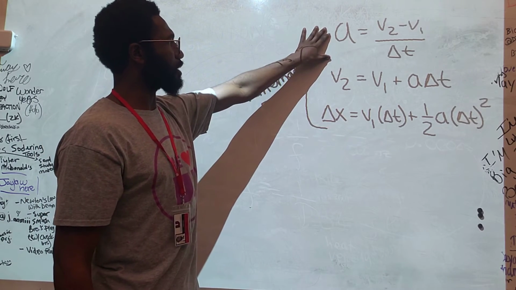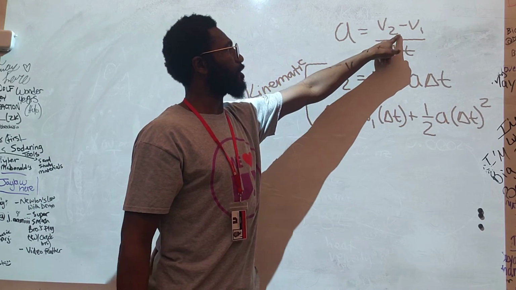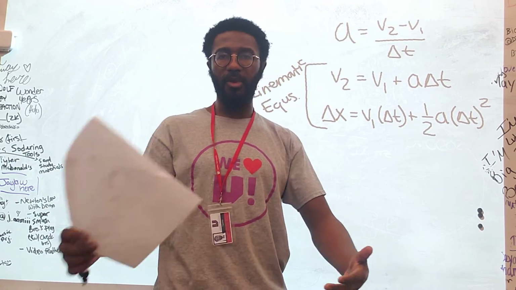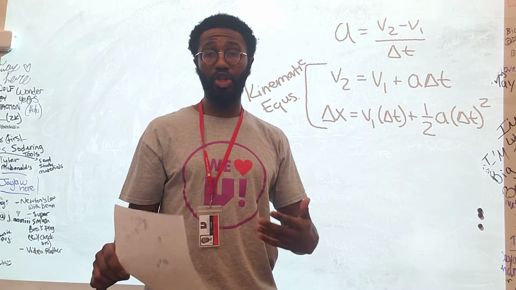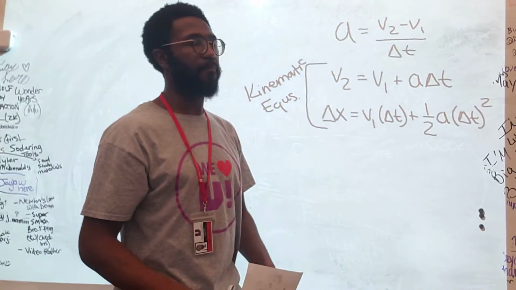And this is telling us that acceleration is equal to your change in velocity, right? Your second velocity, your last velocity, minus your first velocity, that'll give you the change. So it's your change in velocity divided by your change in time, okay?